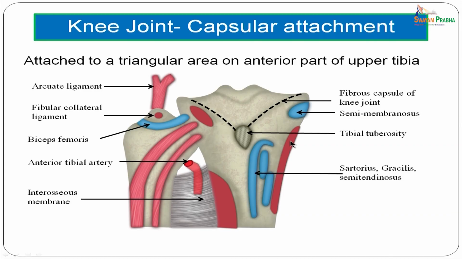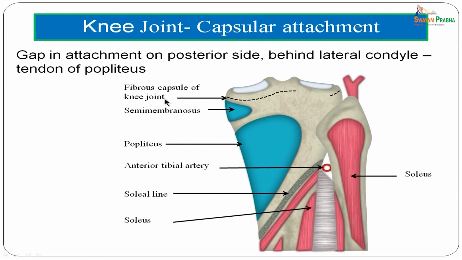If you see on this particular picture, the capsular attachment is to a triangular area just beyond the articular margins. This is the tibial tuberosity and this is the line of the attachment of the fibrous capsule. On the posterior aspect, the attachment is just beyond the articular margin, and over the lateral condyle of the tibia, there is a gap for the passage of the tendon of popliteus. This is the muscle popliteus. The muscle extends upwards and laterally, and the tendon passes through the gap in the capsule to get inserted into the lateral condyle of the femur.